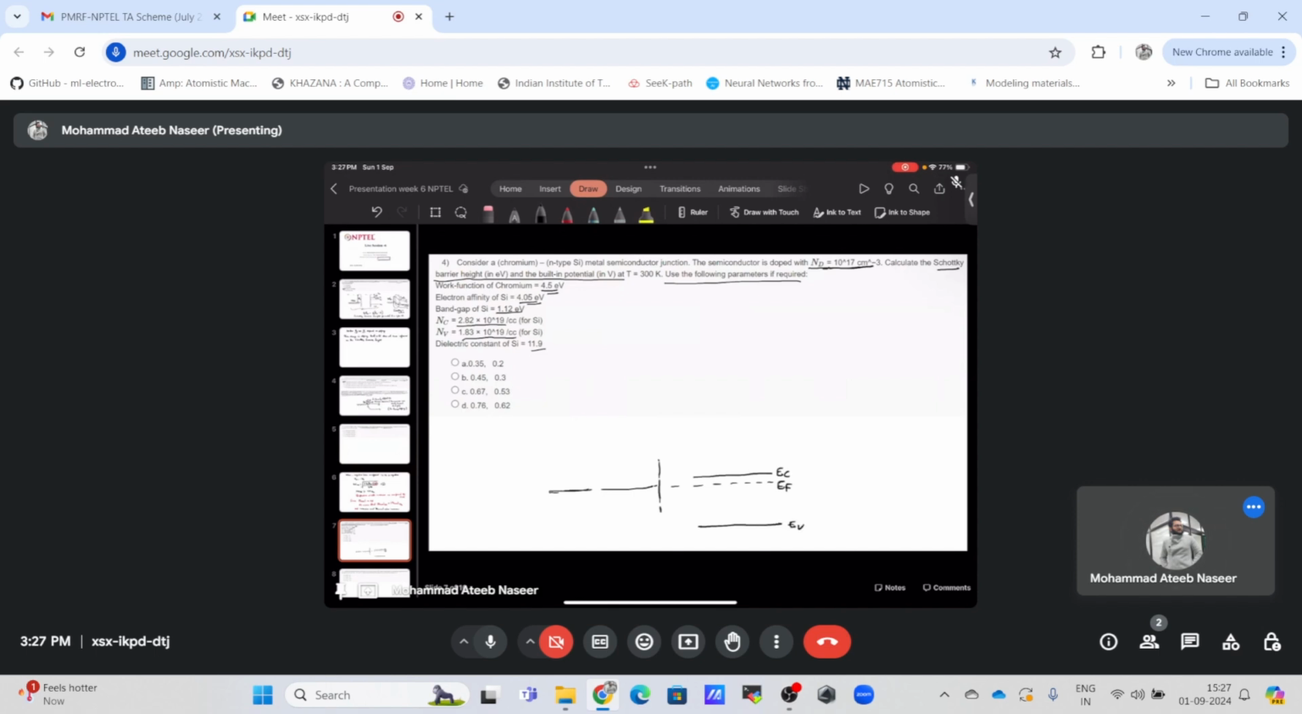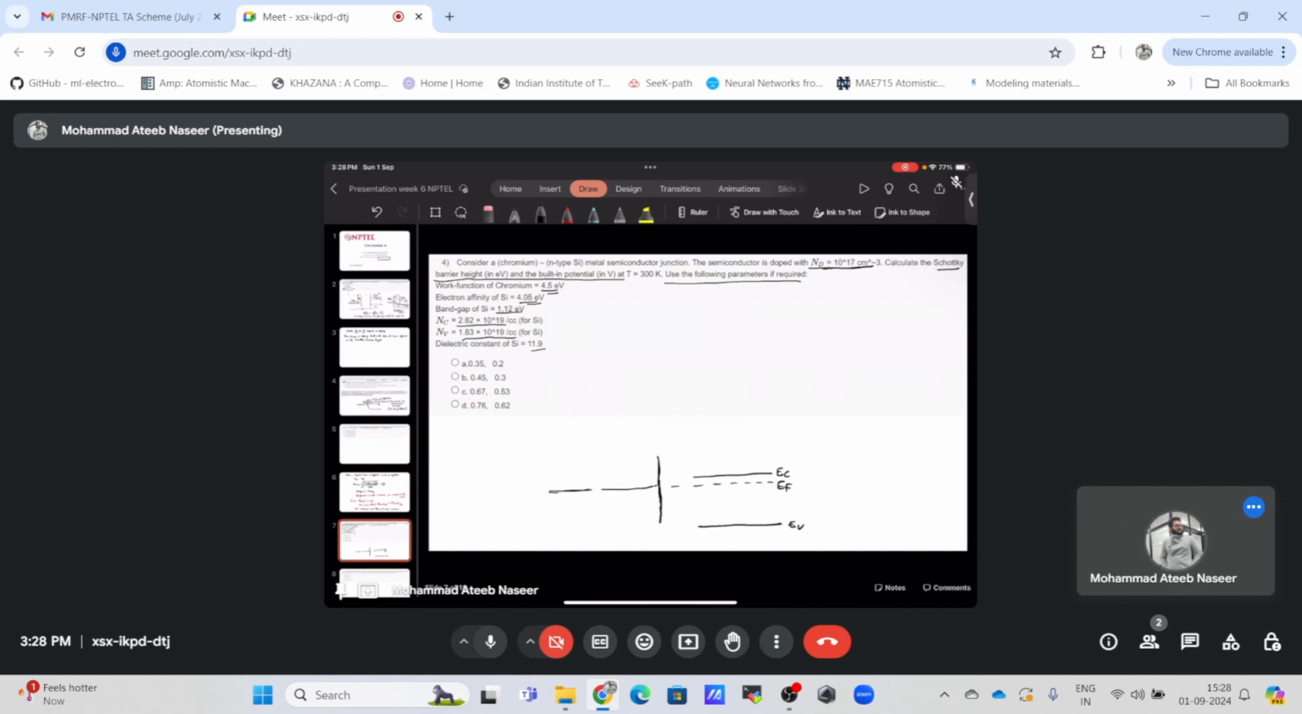Since the metal work function is greater than the electron affinity, and we can clearly see it will be greater than the semiconductor work function, because the material is doped to a concentration of up to 10 to the power of 17, the Fermi level will be much higher than the middle of the band gap.